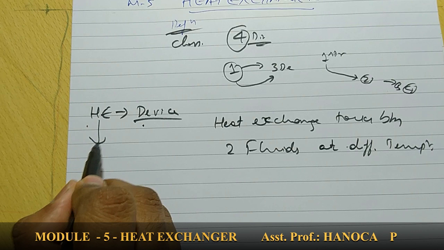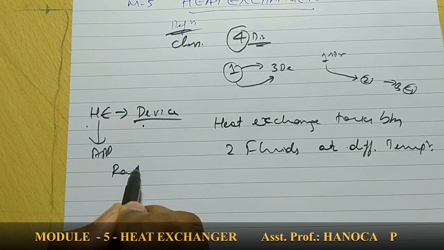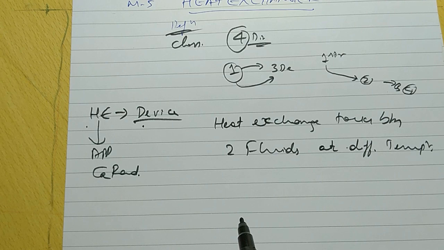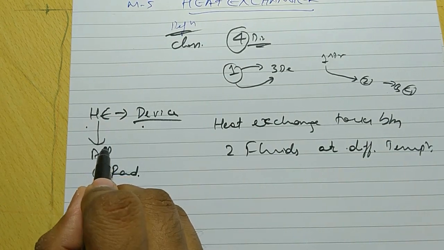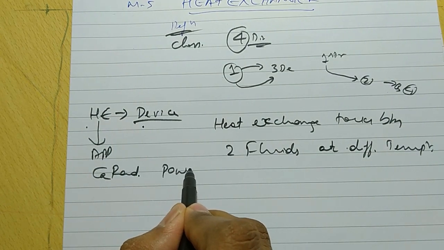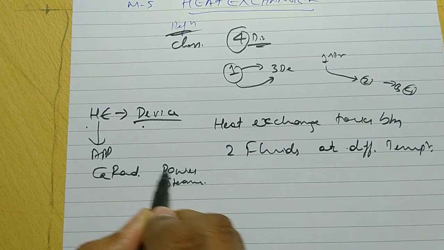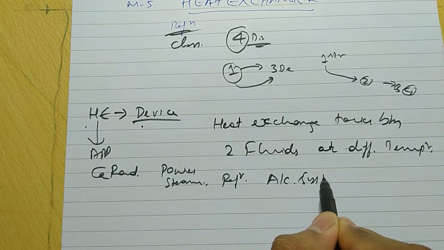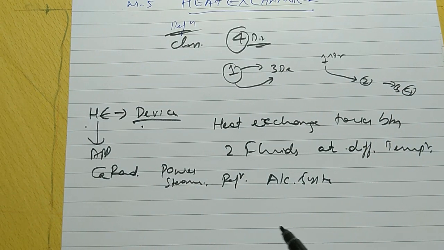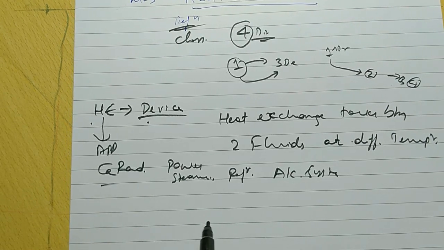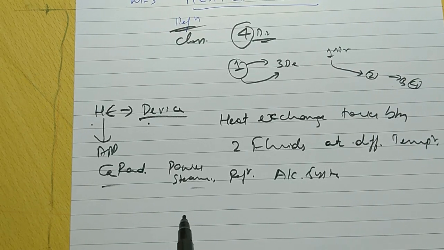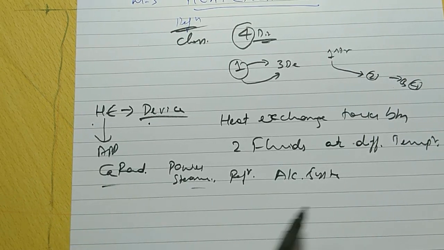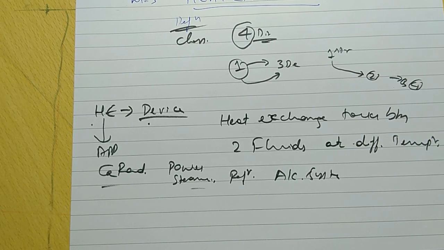As for applications, car radiators are a good application of a heat exchanger. Later, the heat exchanger is also used in power plants, steam power plants, and in refrigeration systems and air conditioning systems. The heat exchanger plays a very important role in these systems. In car radiators and steam power plants, the heat exchanger comes into the picture.